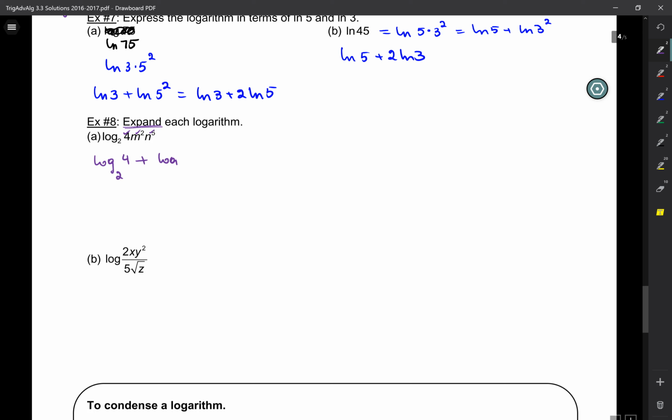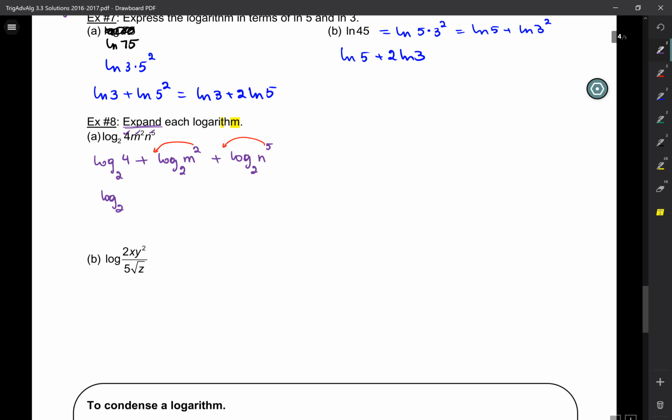Plus log base 2 of m squared plus n to the 5th. Then what? And then you bring the 5 and the 2 down. You bring the 5 down. You bring the 2 down. But what about this here? Log base 2 of 4.